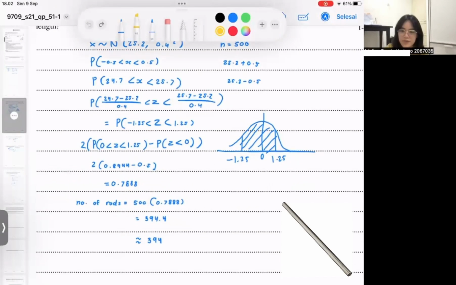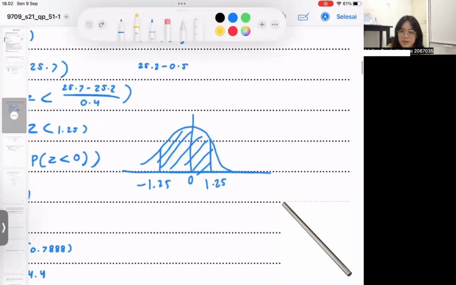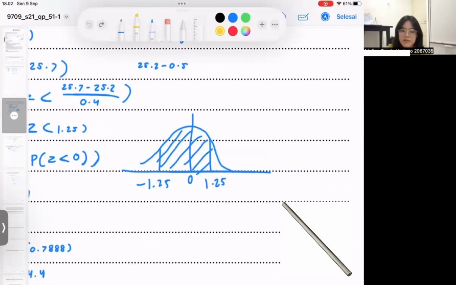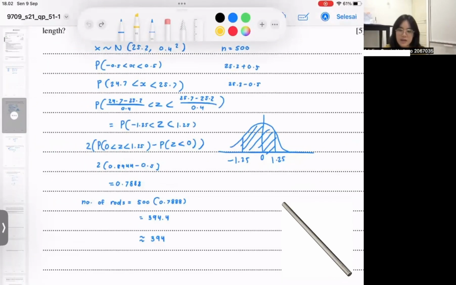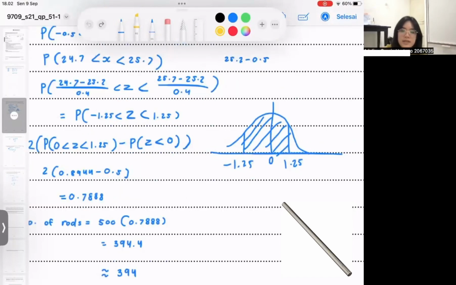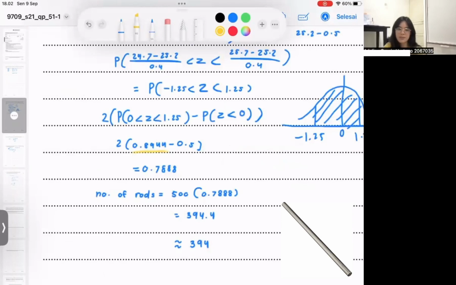So as you can see from the graph, 0 is the midpoint between this, and we have to find the probability of 0 to 1.25. And because you can see that this is symmetrical, we multiply it by 2. So 2 multiplied by what you can find in the normal distribution table, which is 0.8944 for the first possibility and 0.5 for the second one. And you can subtract them to find 0.7888.